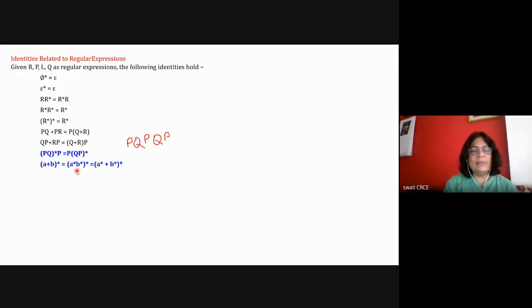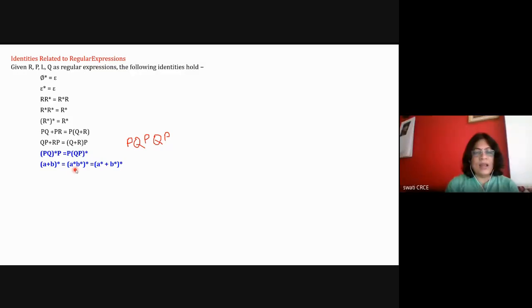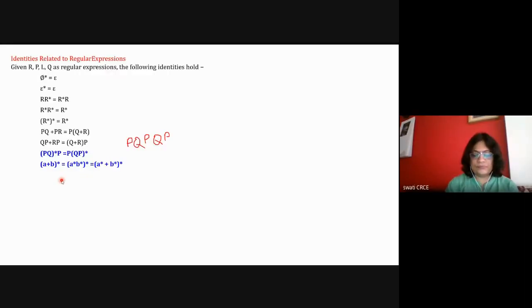A's and B's anywhere, anytime, any sequence. And this is also giving you the same answer: A star plus B star bracket star. So any regular expression which is A plus B bracket star can be rewritten as A star B star bracket star or A star plus B star bracket star. Okay, so this is also confusing, I remember, but you have to remember A plus B bracket star is equal to A star dot B star bracket star, and then it can also be equal to A star plus B star bracket star.